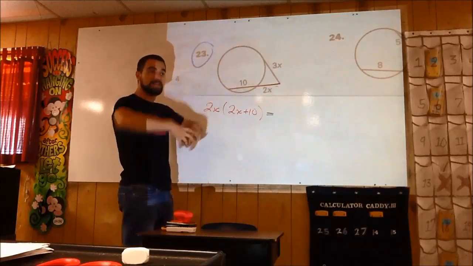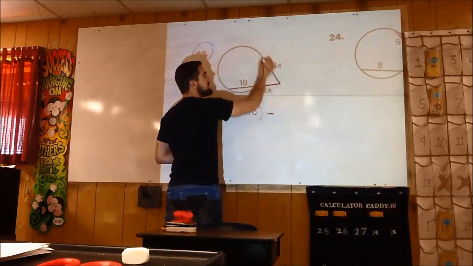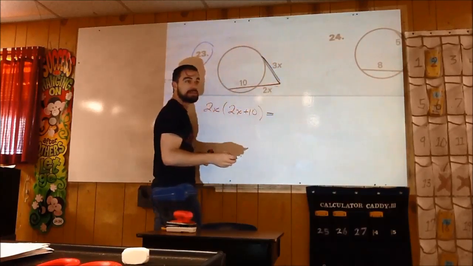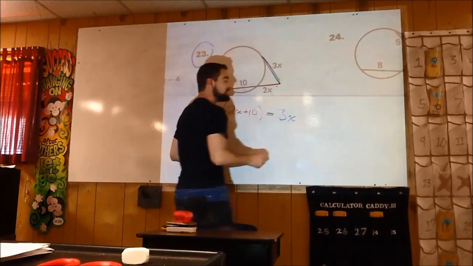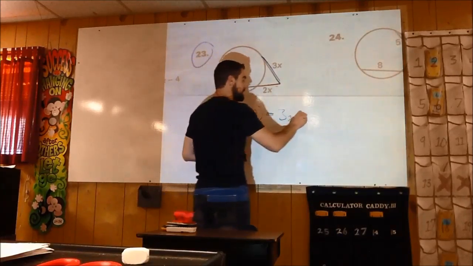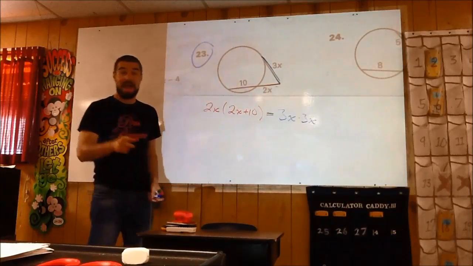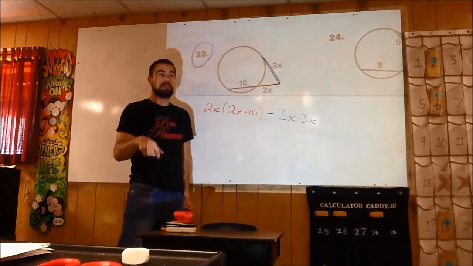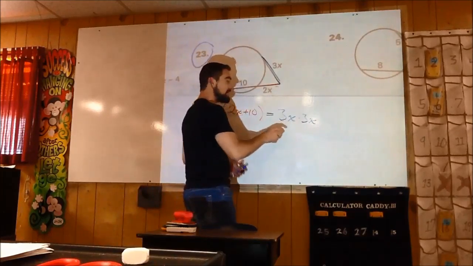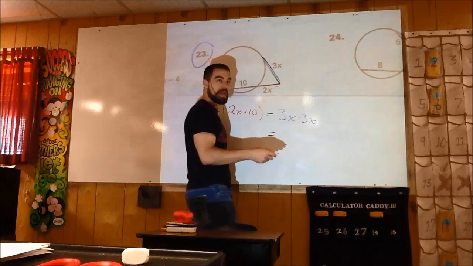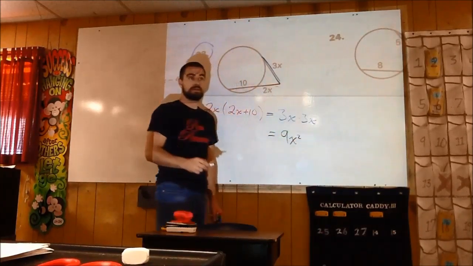Same rule. Outside times the whole thing. What is the outside portion's length of this tangent segment? And what is the whole length? It's also 3x. I suggest that you get in the habit of writing that out. Because when you write this out, you will see that the product of 3x and 3x is, you should get 9x squared.